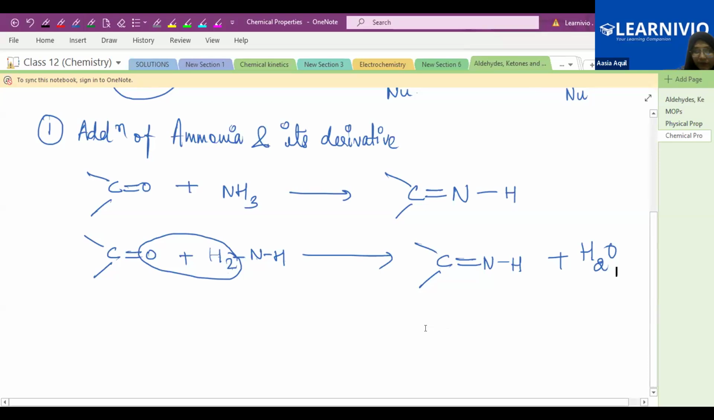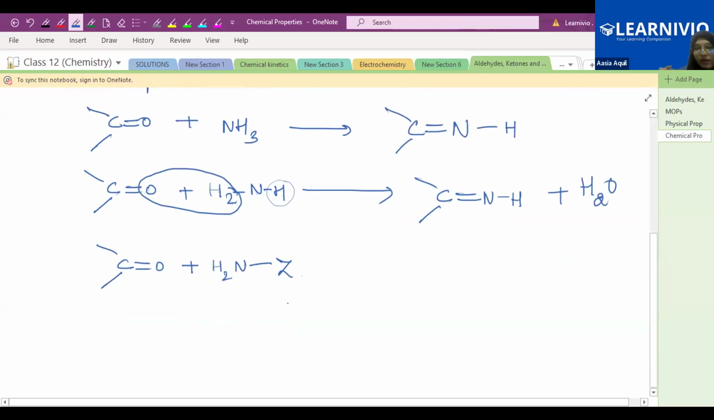Yes, ma'am. Okay. Suppose we have a carbonyl compound plus NH2Z. Suppose I replace this hydrogen of ammonia by any other group, say Z, and Z can be anything. It could be hydrogen, an OH group, a phenyl group, anything. So what will be the product?